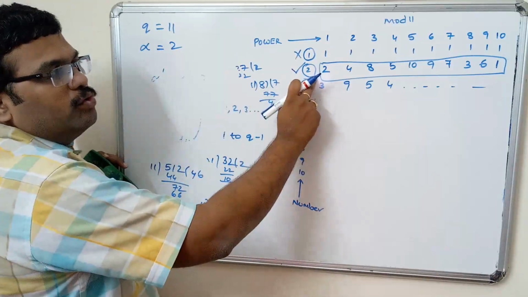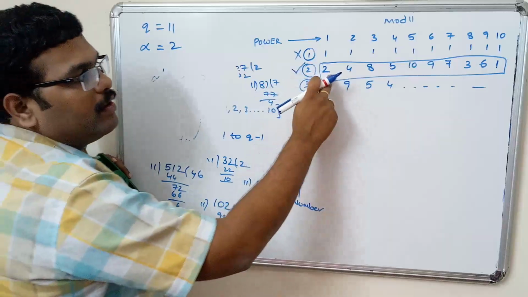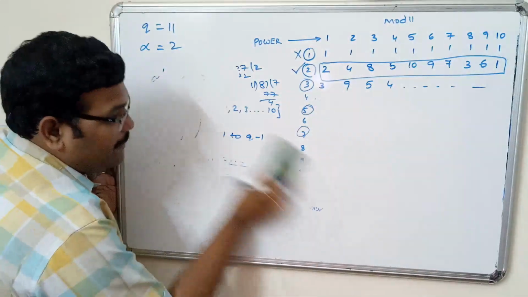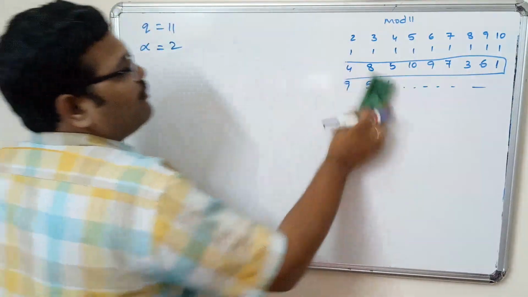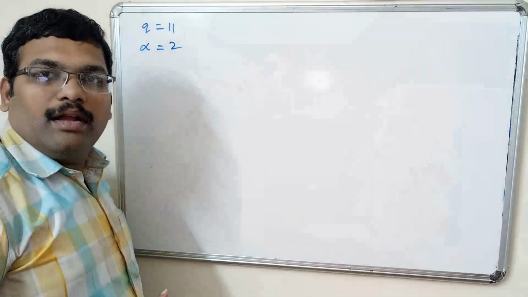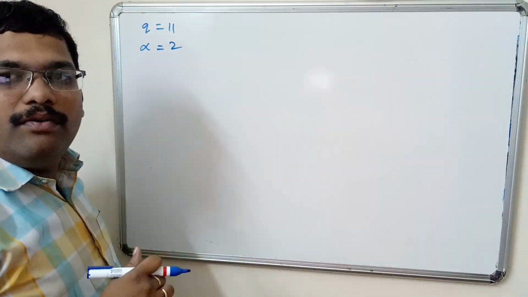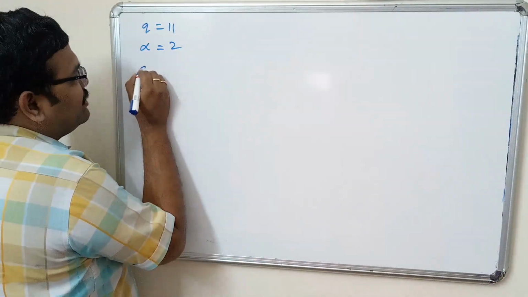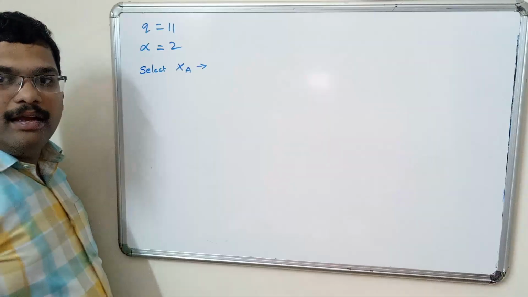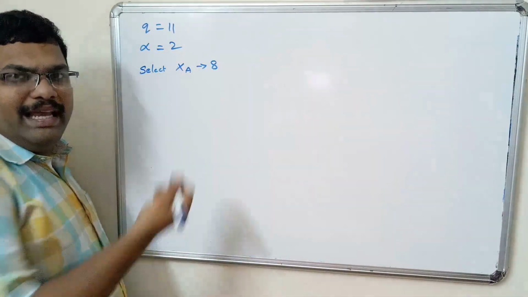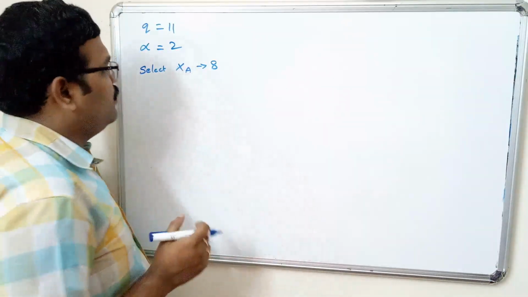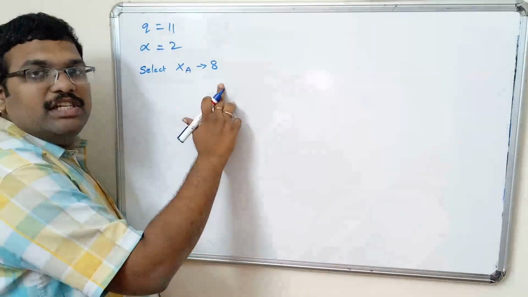because for 2, the powers of 2 mod 11 give results from 1 to q minus 1, that means 10. Now, after finding the primitive root of 11, select XA, that means the private key, which is 8. Here the condition is that it must be less than q. So I can select any number which is less than q. I have selected XA equal to 8.